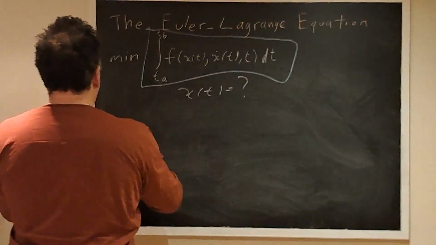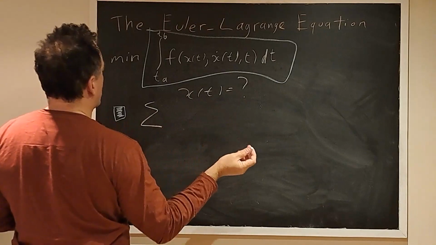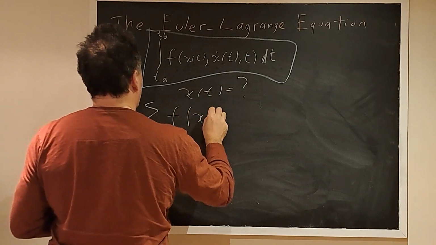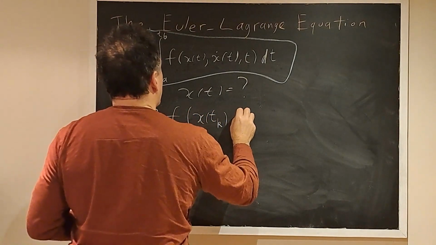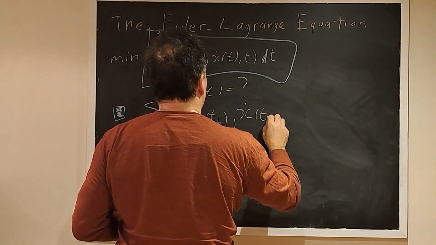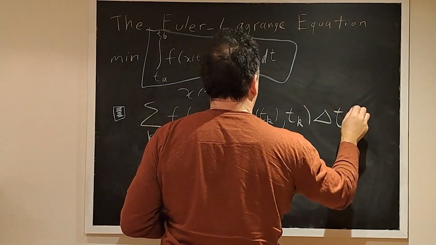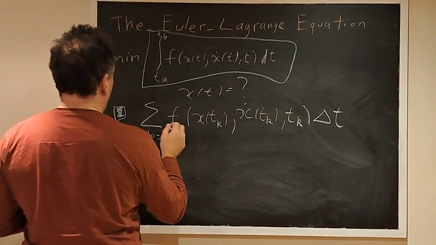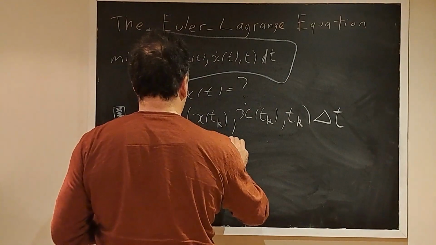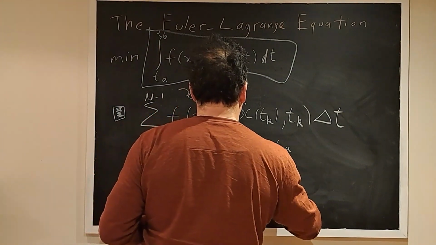So this thing here in blue is equal to the summation over some index k of f of x at tk, x dot at tk, times delta t, and k will go from, for example, 0 to n minus 1 for n intervals, and we have delta t equals tb minus ta over n.